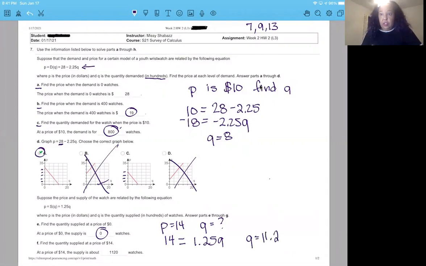But this is in hundreds, so we're going to multiply by 100, and that gives me 1,120. All right, that's part F.